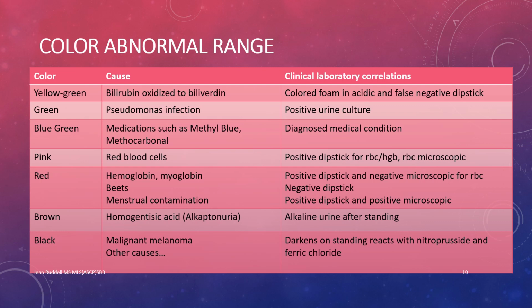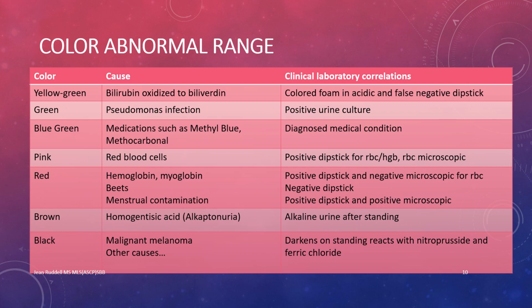A blue-green color is normally caused by medications such as methylene blue and methocarbamol, and the patient will have a diagnosed condition with a prescription for these medications. Pink is caused by red blood cells, and this will have a positive dipstick and red blood cells seen under the microscope. Red is hemoglobin or myoglobin, beets, or menstrual contamination. There will be a positive dipstick for the myoglobin, hemoglobin, or blood, and positive microscopic with menstrual blood.